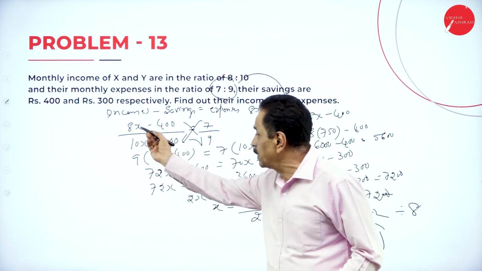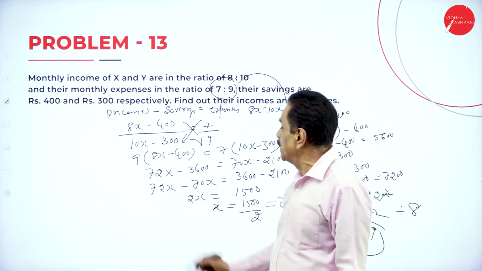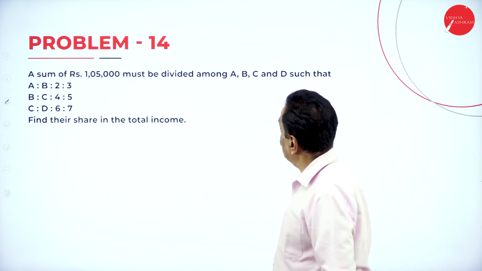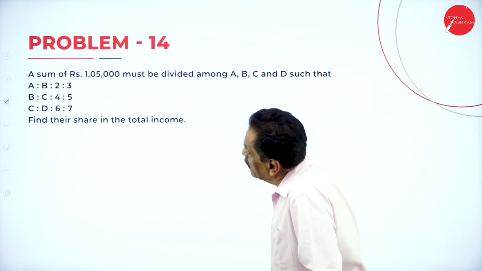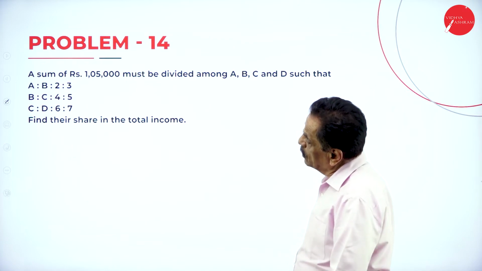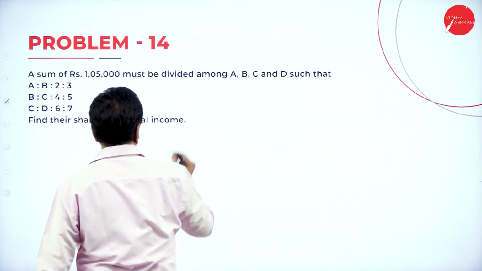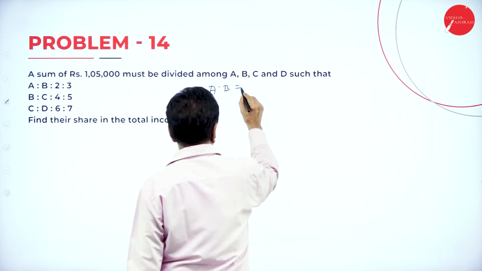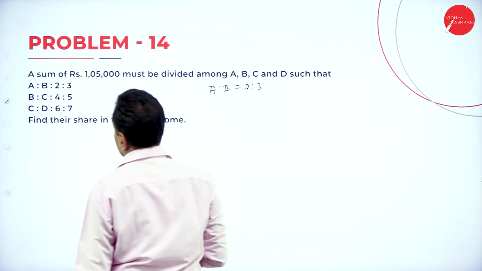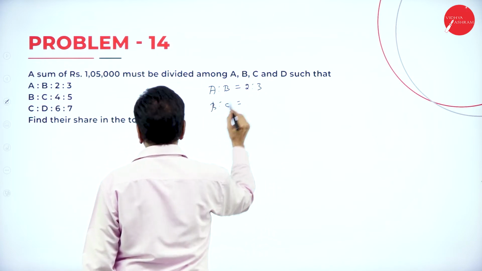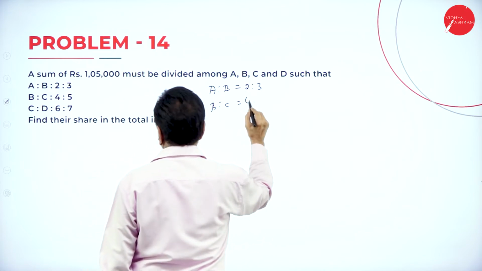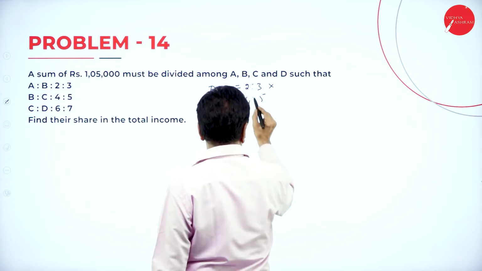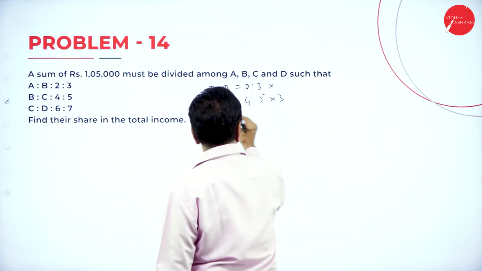Substitute the X value here. Income minus savings is equal to expenses. I apply the law. A sum of rupees 1,05,000 must be divided among A, B, C and D such that A is to B is 2 is to 3, B is to C is 4 is to 5. Right, here first one: A is to B is 2 is to 3. B is to C is 4 is to 5. What's the B value here? B value is 3 here, and B value is 4 here.